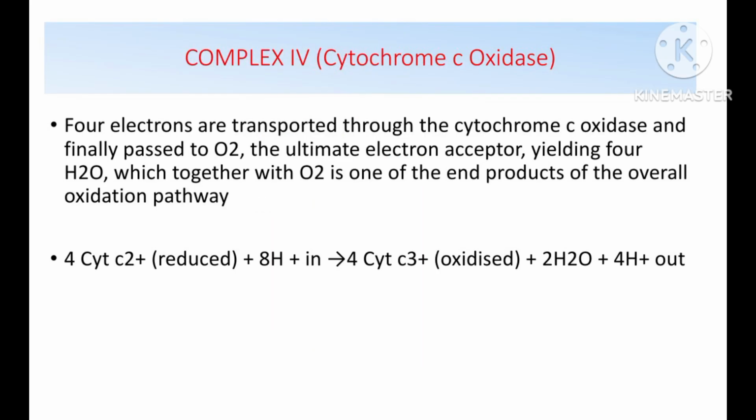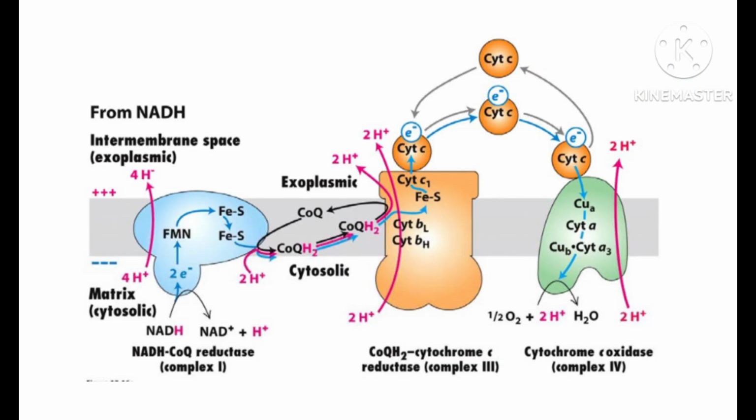Cytochrome C accepts electrons from complex 3 and then transfers them to complex 4. In complex 4, electrons are finally transferred to oxygen, which is then converted into water.